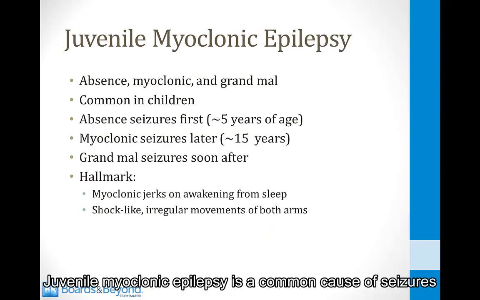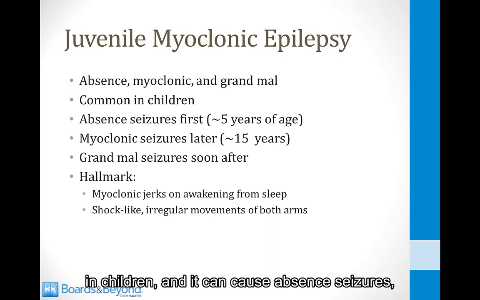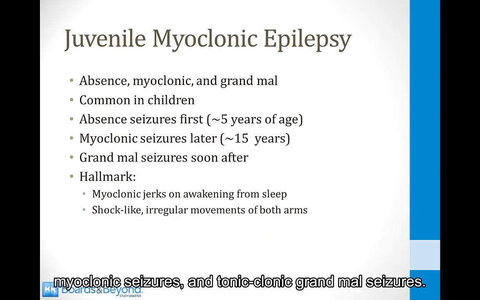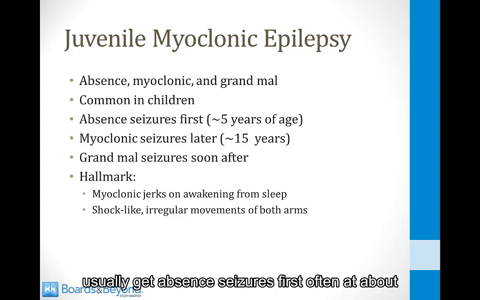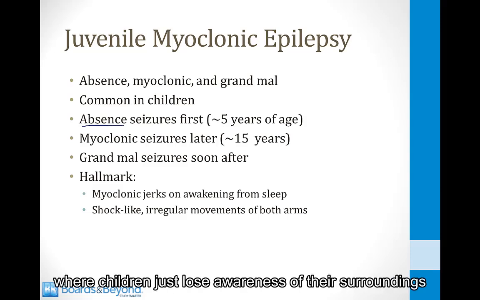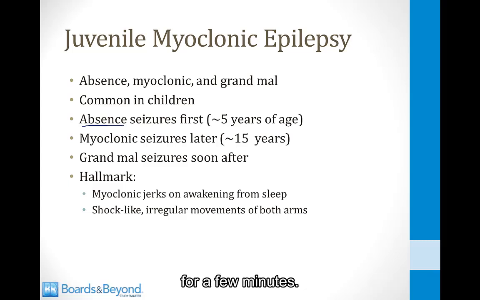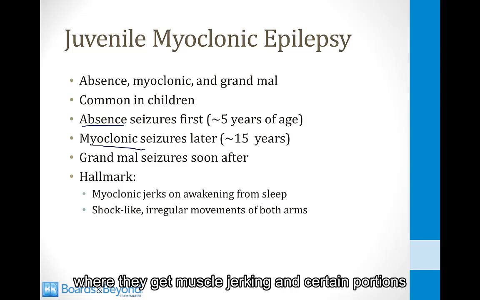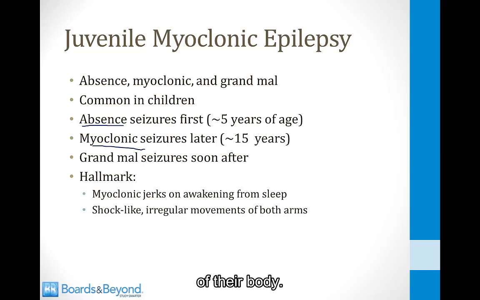Juvenile myoclonic epilepsy is a common cause of seizures in children, and it can cause absence seizures, myoclonic seizures, and tonic-clonic grand mal seizures. Children who have this condition usually get absence seizures first, often at about 5 years of age. And remember, absence seizures are those seizures where children just lose awareness of their surroundings for a few minutes. When they get a little bit older, they start to have myoclonic seizures where they get muscle jerking in certain portions of their body, and then after that they start to develop grand mal seizures.